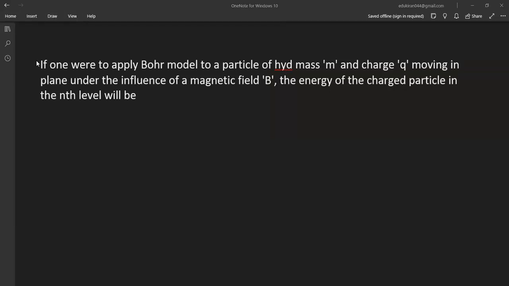This is hydrogen. This is the second question. This is also from JEE only. I'll be writing the options here. Just tell me which of the option is correct.